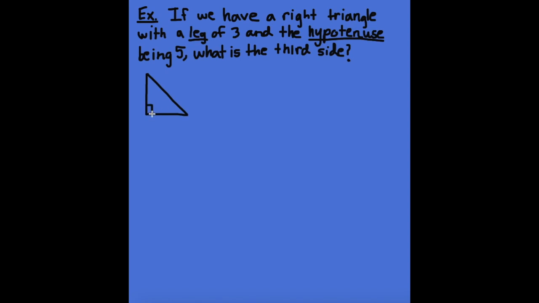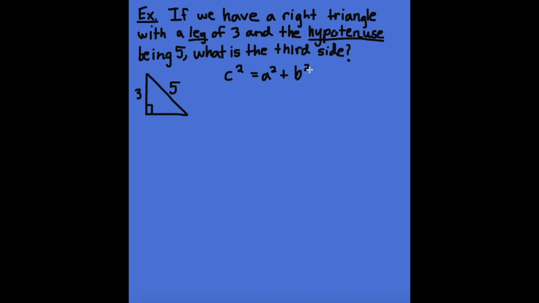This is a right triangle. And 3 is a leg, so 3 will be here. And 5 is the hypotenuse, so 5 will be opposite the right angle. The Pythagorean theorem says c squared equals a squared plus b squared.